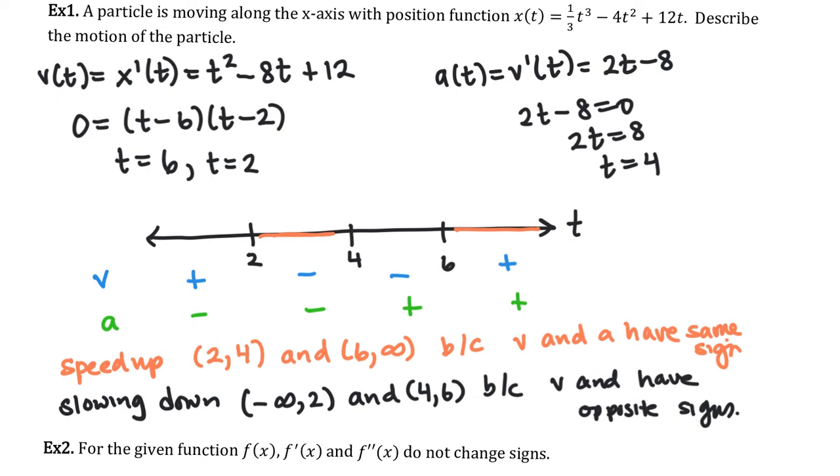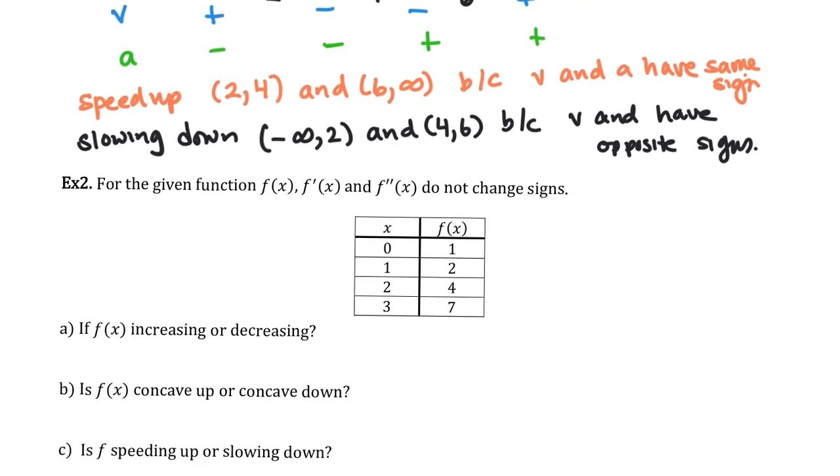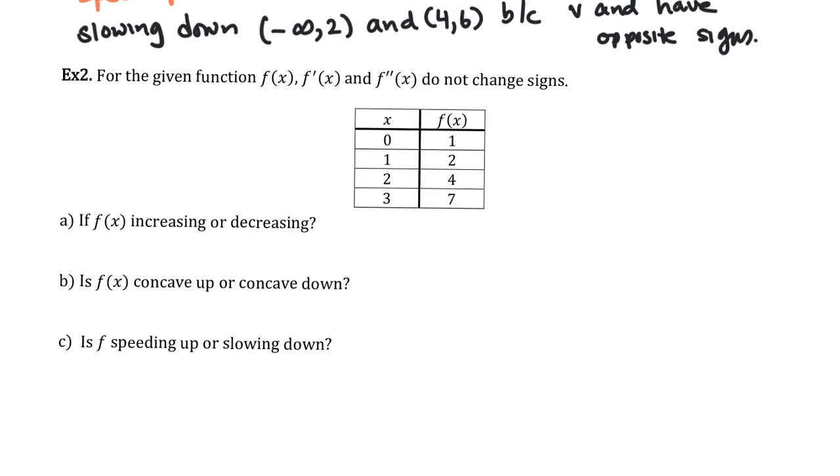Okay, now let's consider how else we might use f of x, f prime of x, and f double prime of x. Normally f prime of x tells us increasing or decreasing of f of x. The second derivative is going to help me figure out concave up and concave down. In this case, they have only given me a table with the values of f of x. What do they tell me? F of x, f prime of x, and f double prime of x do not change signs.